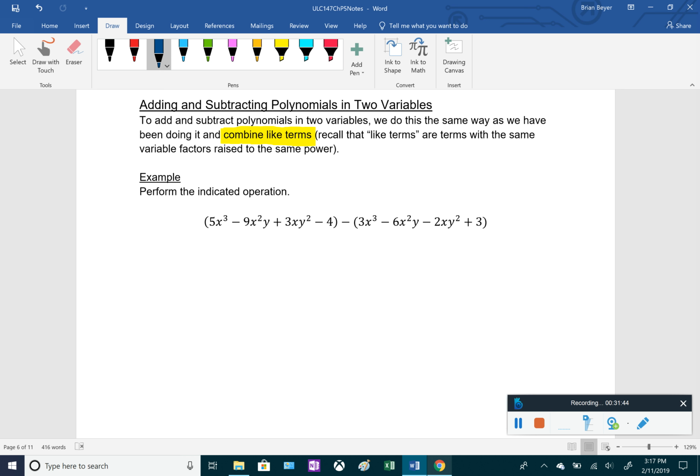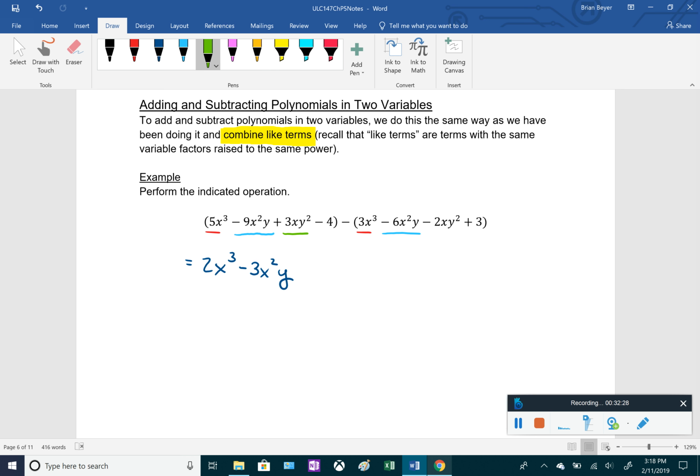So let's subtract: 5x cubed minus 9x squared y plus 3xy squared minus 4, minus 3x cubed minus 6x squared y minus 2xy squared plus 3. So combining like terms, and just be careful with the negatives, it's going to be 5x cubed minus 3x cubed, which is going to give us 2x cubed. And then it's going to be negative 9x squared y minus a negative 6x squared y. So minus a negative, so plus: negative 9 plus 6, so minus 3x squared y.